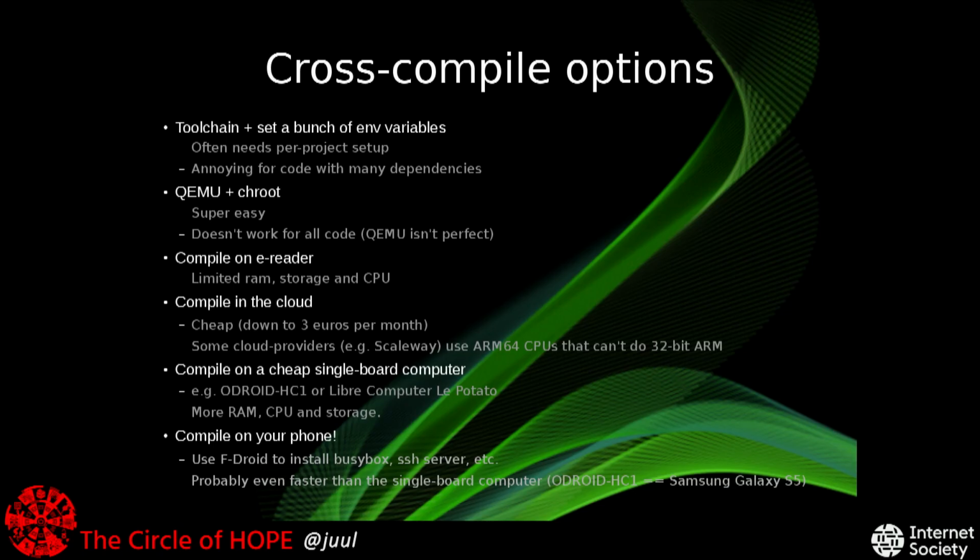My favorite way of doing it is this QEMU plus chroot thing. I'll get into that in a second. And then there's some other ways you could do it. You can compile it straight on the e-reader, but you often run out of RAM. Most of these only have 256 megabytes of RAM. You can compile in the cloud. I ran into this issue where a lot of the cloud providers are using ARM64 cores that aren't backwards compatible with ARM32, and the e-readers are ARM32. That sucks. You can compile on a cheap single board computer. That's a good way of doing it. Or you can compile on your phone.